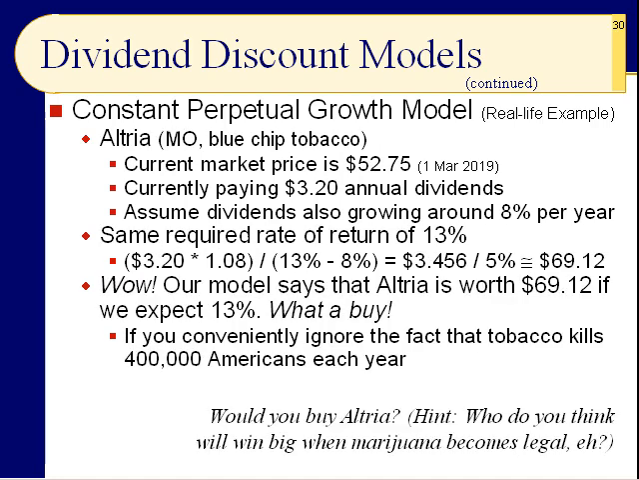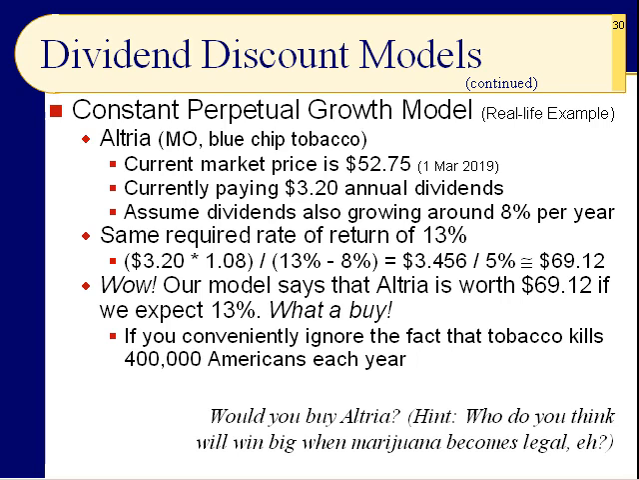Slide number 30. Altria. So Altria, who are they? They make Marlboro cigarettes and Virginia Slims, tobacco. Those little white tubes of tobacco. Current market price is $52.75, March 1st. Currently paying $3.20 in annual dividends. Let's assume the dividends are growing around 8% per year.